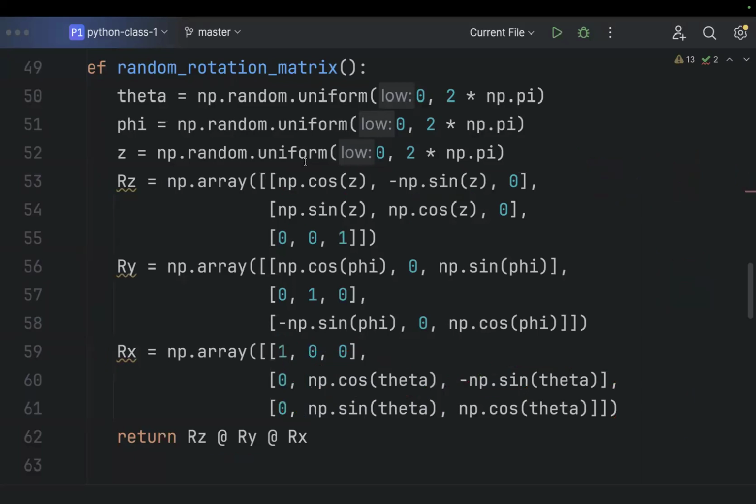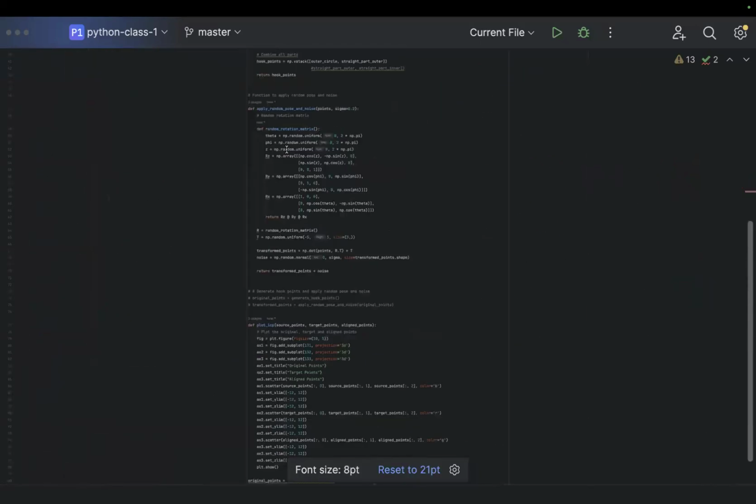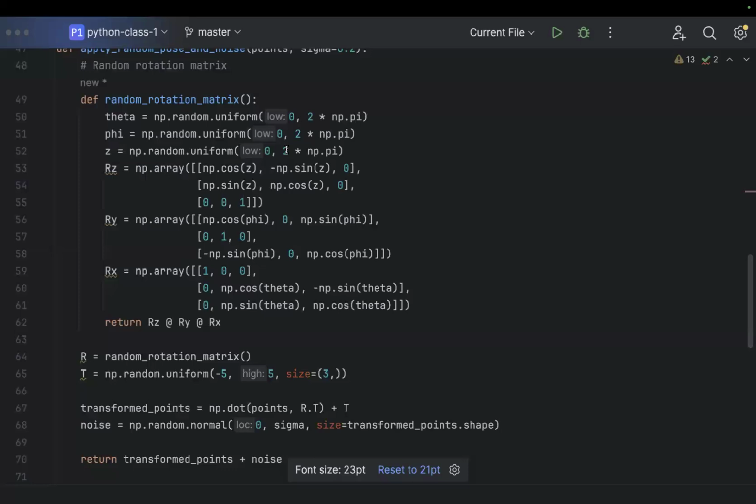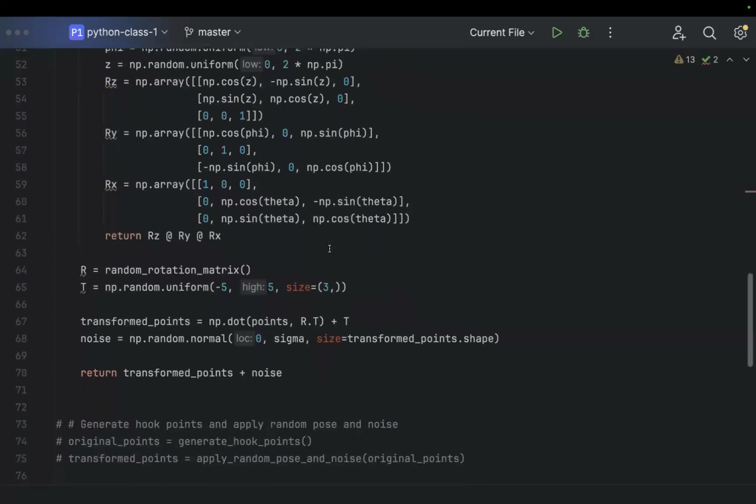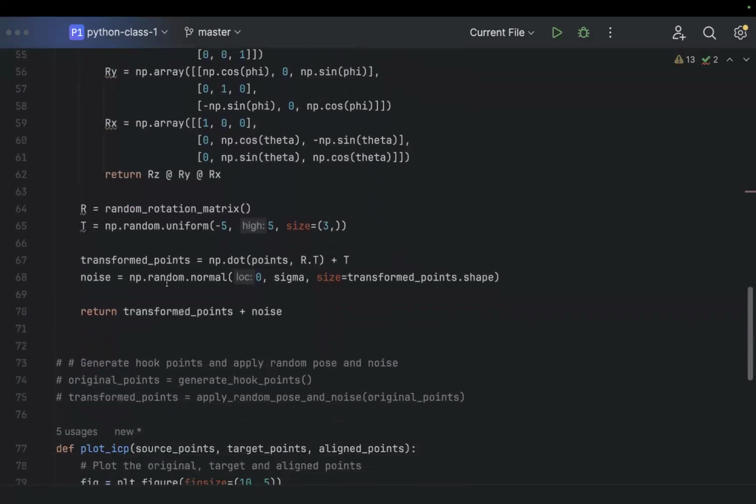Okay, I need to stop zooming on two sides. Okay. So I have rotated the matrix, and then I just add some random normal noise.